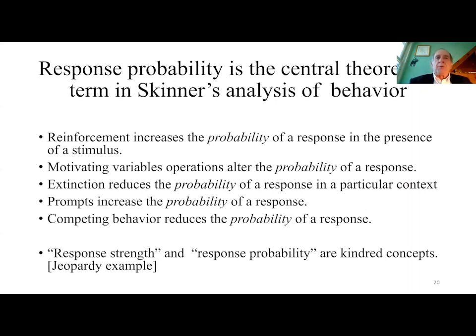Motivating variables alter the probability of a response. When we start to get thirsty, we are more likely to ask for water, and we get thirstier and thirstier. If we are out all day in the hot sun, we're just dying for a glass of water or some other beverage. So probability again, motivation. Extinction reduces the probability of a response. It doesn't kill the response. It doesn't erase it from a repertoire. It reduces the probability in that context. When we prompt a child, we're increasing the probability of a target response. When there are competing behaviors going on, they reduce the probability of a response.